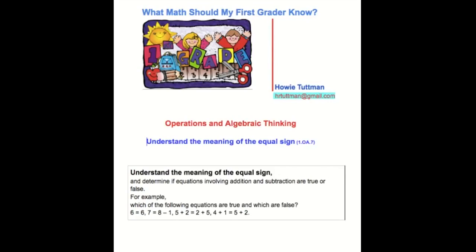If you're interested, here is the complete standard that this video, Understanding the Meaning of the Equal Sign, is based upon. Understand the meaning of the equal sign and determine if equations involving addition and subtraction are true or false. For example, which of the following equations are true and which are false? 6 is equal to 6. 7 is equal to 8 minus 1. 5 plus 2 is equal to 2 plus 5. 4 plus 1 is equal to 5 plus 2.